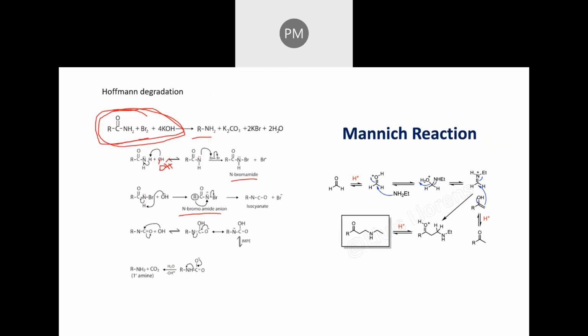Then the transfer of this alkyl group to the N side, so we are getting isocyanate, R-N=C=O. Then in the presence of water, again attack on this here, so we are getting R-NH-COOH, and the COOH comes back, so again removal of carbon dioxide from here, so finally we are getting a primary amine.